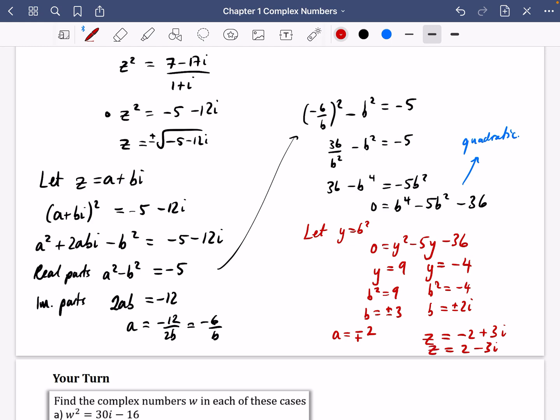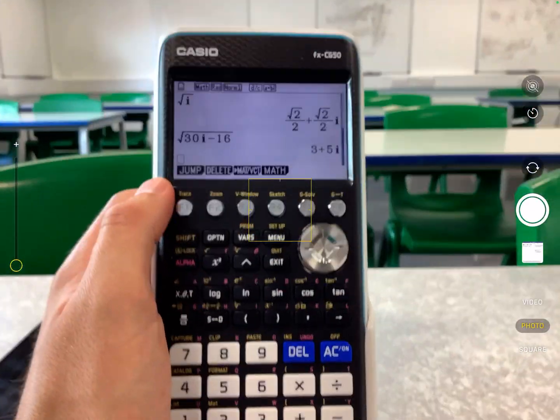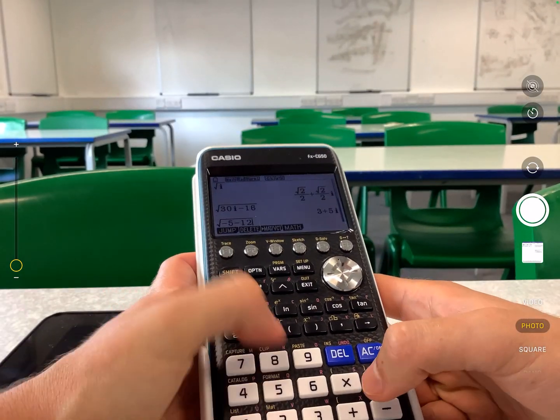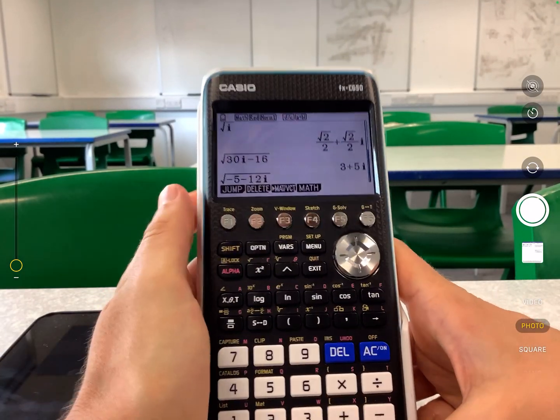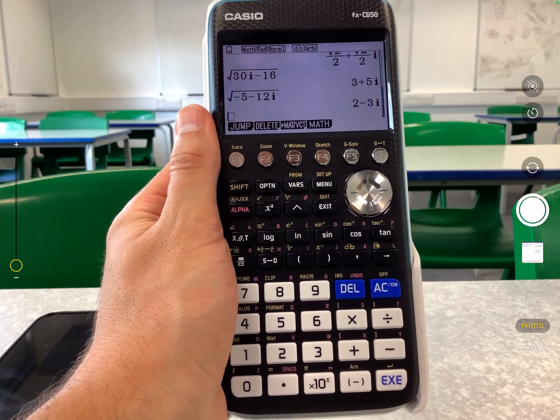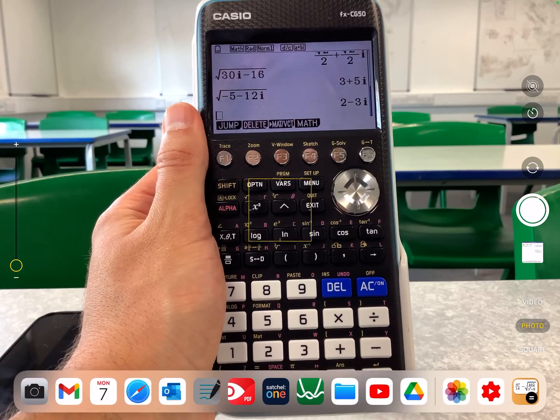I'm just going to quickly show you that on the calculator, that we could have just done the square root of minus 5 minus 12i. Just going to get that up here. Minus 5 minus 12i, and you get the 2 minus 3i, and then the plus and minus of that would mean that you flip the 2 to the minus 2 and the minus 3 to the 3.